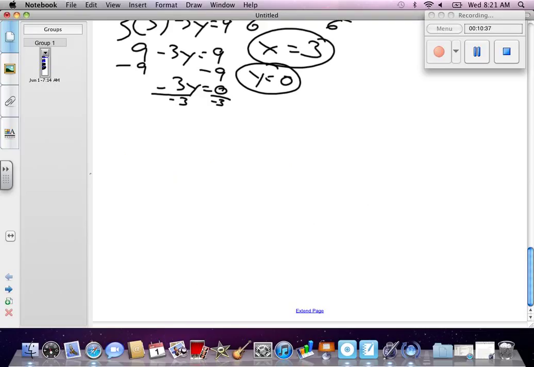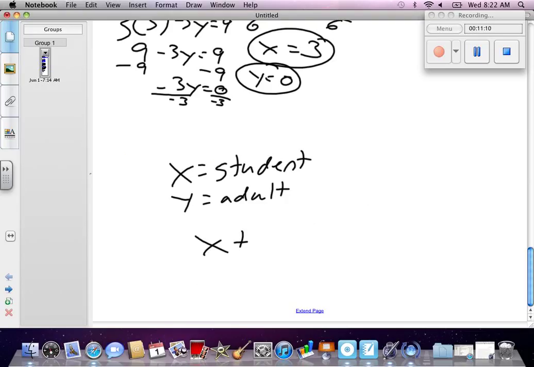Okay, how many tickets did we sell total? 20. How many different types of tickets are there? 2. Which ones? Students, adults. Okay. And it says let X be the number of students. So X equals students. What does Y equal then? Y equals adults. How would I say that all the tickets together gives me 20 tickets? What would I do? How would I make that equation? Perfect, Tyler. X plus Y equals 20.